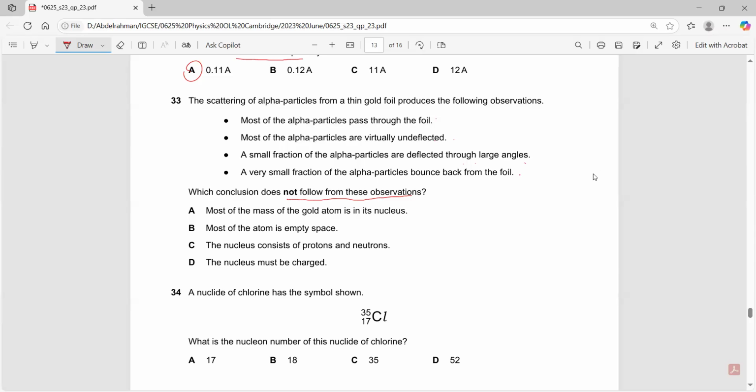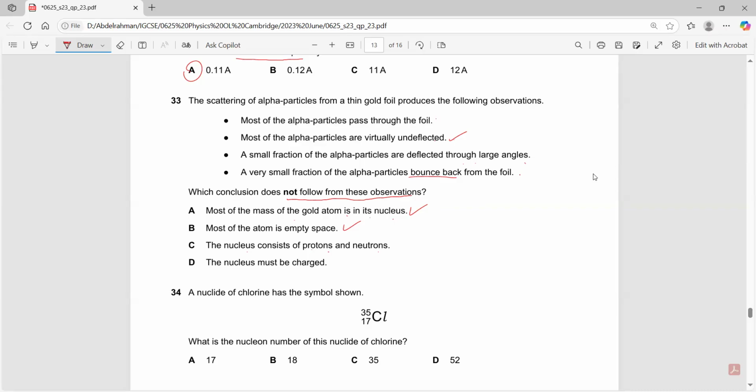Most of the mass is in the nucleus, yes, because of the bouncing back. So most of the mass is definitely in the nucleus. Most of the atom is empty space, yes, because most of them pass undeflected. So this is correct. The nucleus consists of protons and neutrons. Well, they didn't actually know that the nucleus consists of protons and neutrons back then when they conducted this experiment.